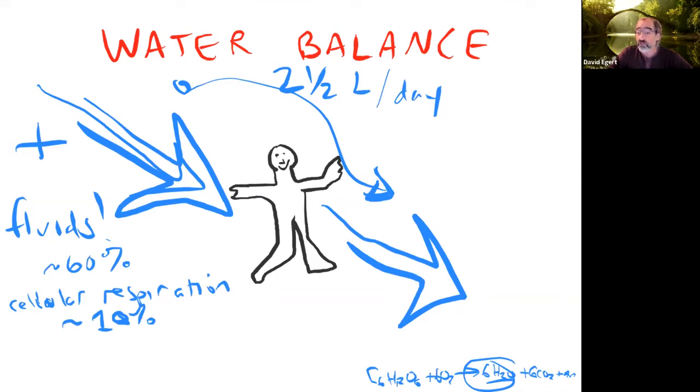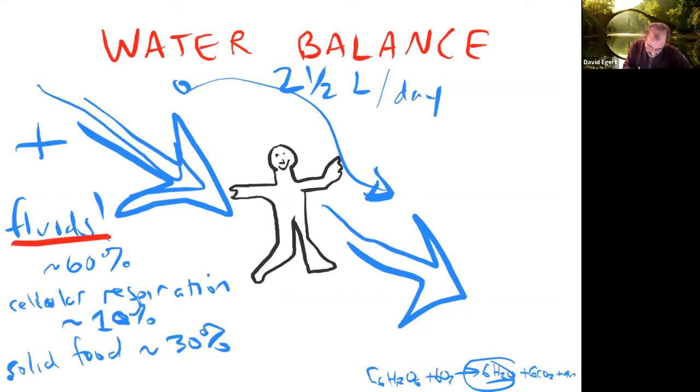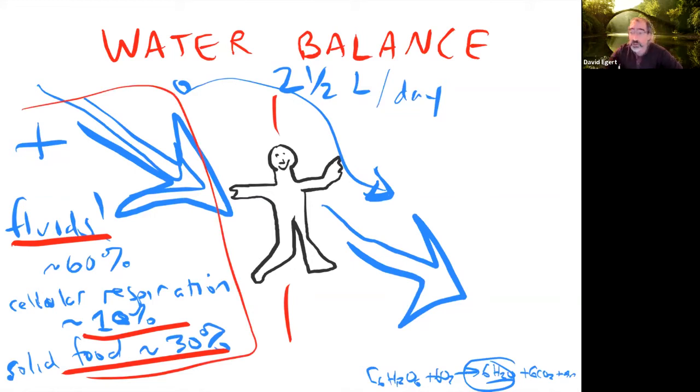And the rest is just in your food. When you're eating an apple, that apple actually has a lot of water in it. Unless you're eating some cracker dust, most of your food has some kind of water. So we add solid foods, maybe 30%. So that should make kind of sense. You've got majority from fluids, more from the solid foods that have water content, and then a fair amount actually just from the water that's the byproduct of breaking down sugar to get energy. And then obviously, for every 2.5 liters that come in each day, you're going to lose 2.5 liters.